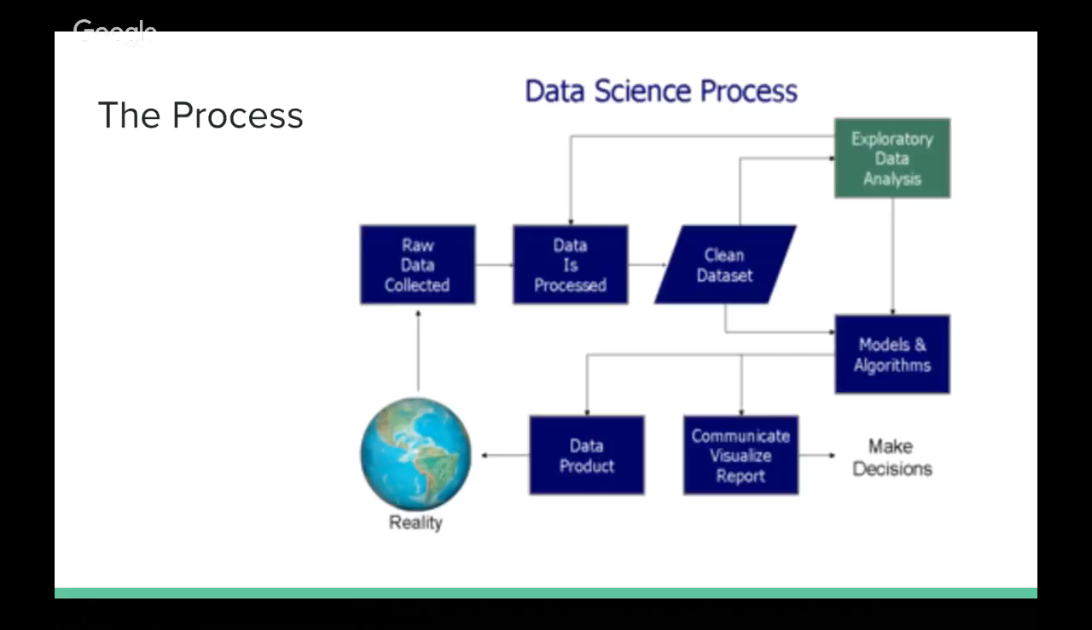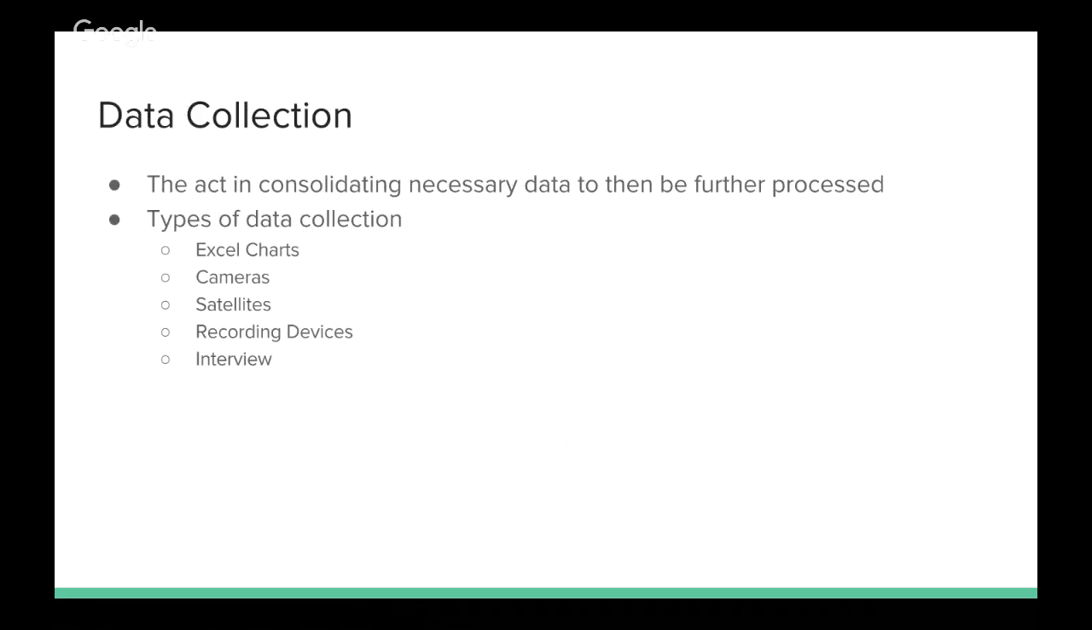Collecting data. Data collection is the act of consolidating necessary data to be then further processed. Different types of collecting data can be Excel charts, cameras, satellites, recording videos, and interviews. So as long as it's some type of mode of getting variables that you need, like age, income, favorite colors, anything you really want for your business, whatever data variables you want.